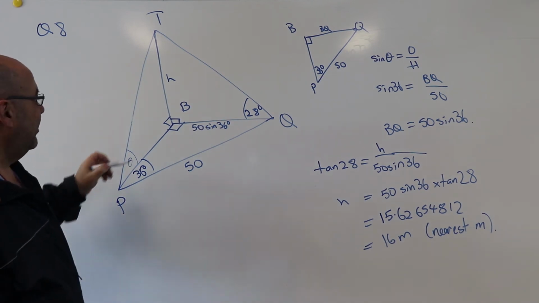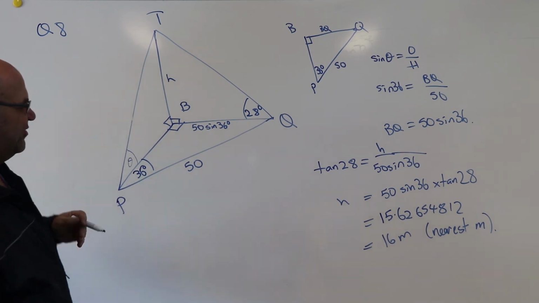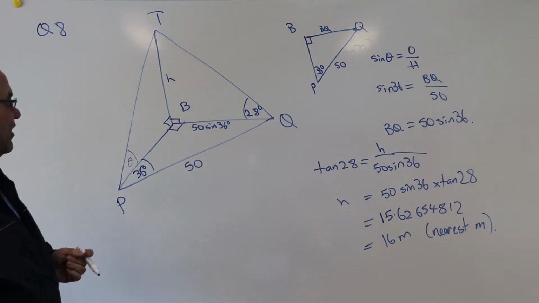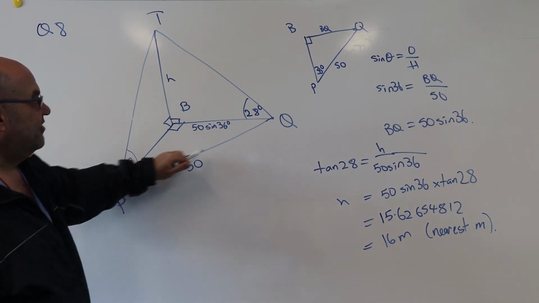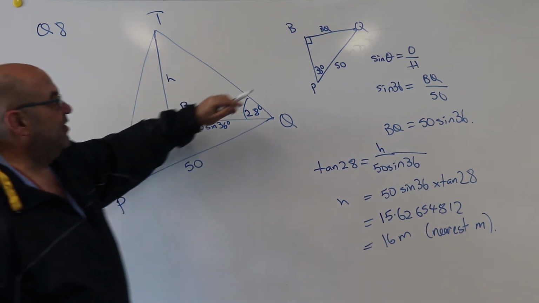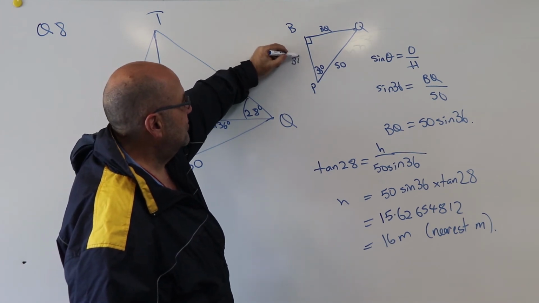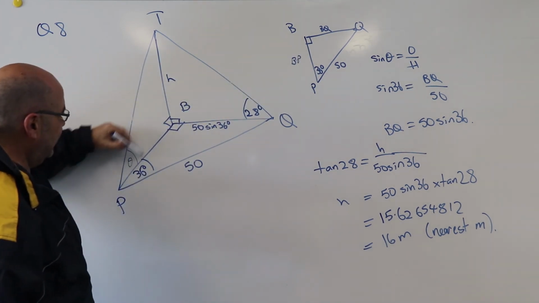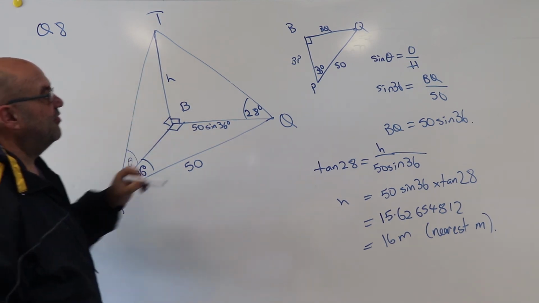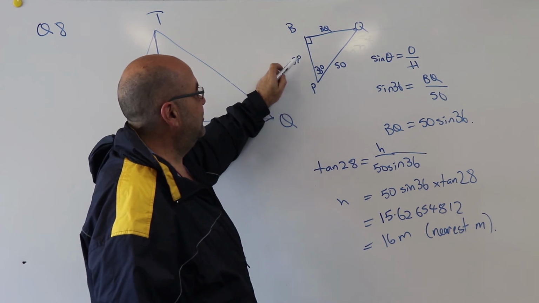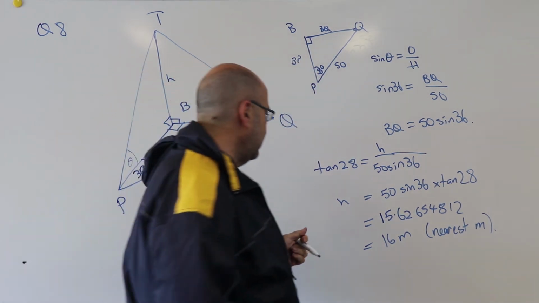So I'm going to find this side over here. I'm going to find BP. It's going to be the easiest one for me to find because I know that that's 36 degrees. I know that's 50 metres. So look over here. I want to find BP. BP would be this length in here. Okay. So to find BP, I've got my adjacent and my hypotenuse. I'm going to use the cosine ratio.